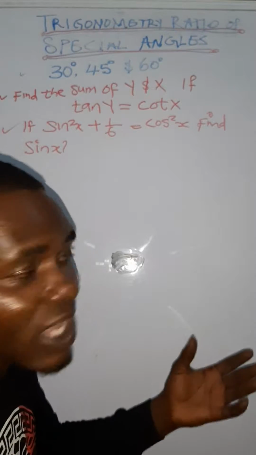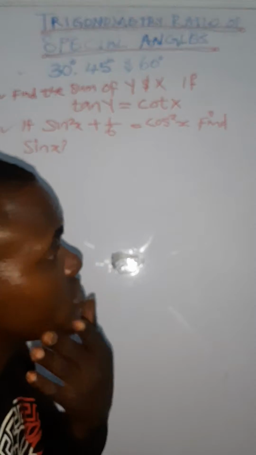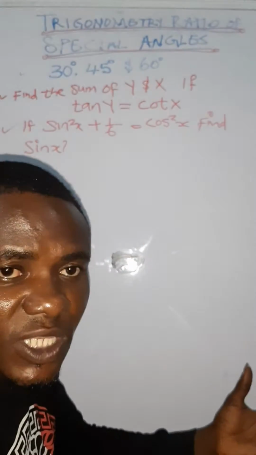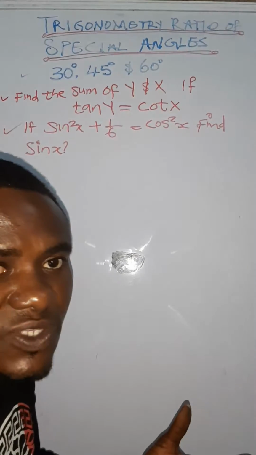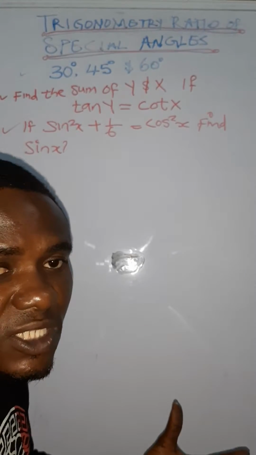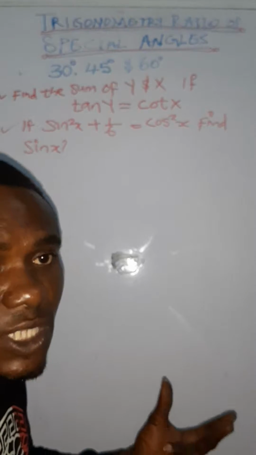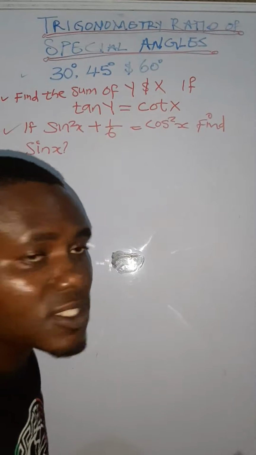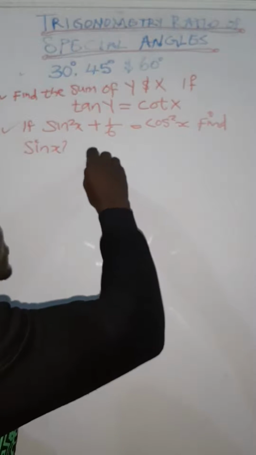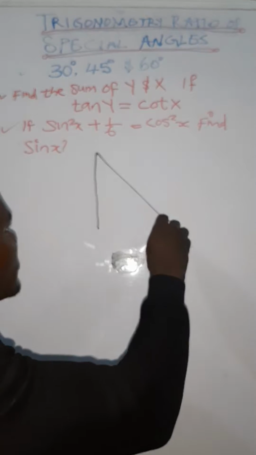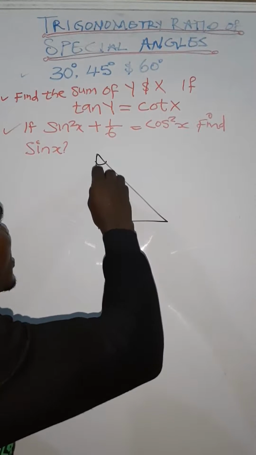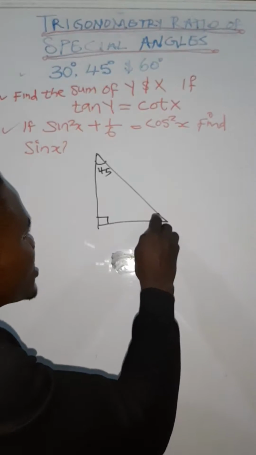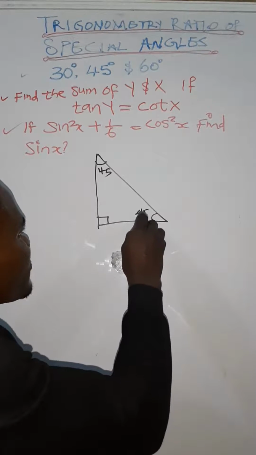Now, there's what we need to memorize. The first part, we have two triangles that can be used in determining these special angles. The first one that contains 45 is the isosceles right angle triangle. In the isosceles right angle triangle, you have angle 45 degrees here. Because it's a right angle, you have 90 there, and this is 45.